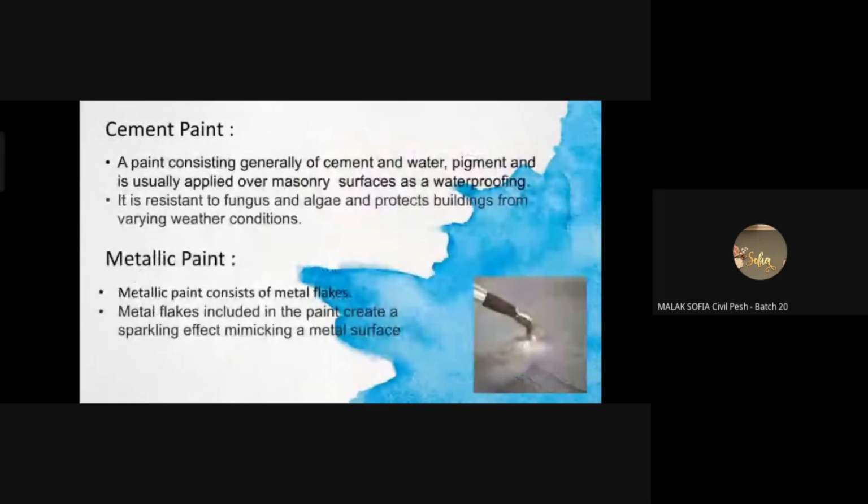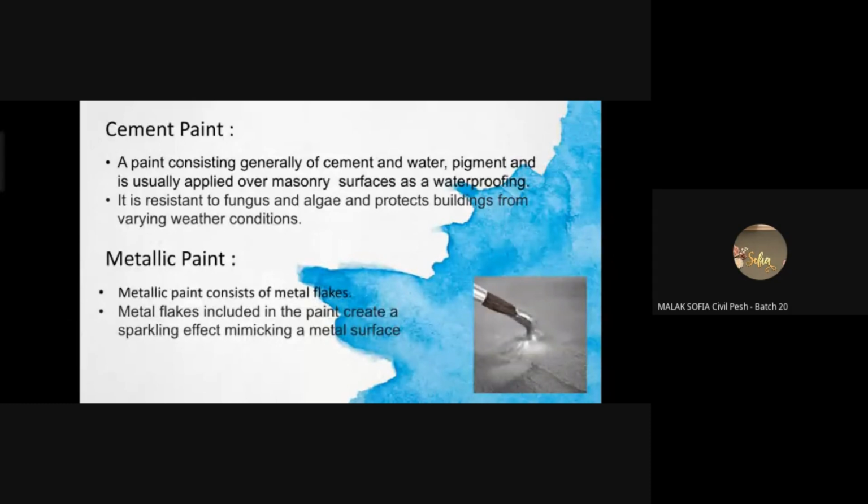Then comes the cement paint, which is a water-based paint, and it contains cement as the main ingredient, having water, pigments, etc. Mostly the cement paint is applied on the surface to protect it from water, but it is also applied to hide various irregularities in the surface. Therefore, it gives the surface a very smooth and pleasing appearance. It is also resistant to fungus and algae, and it protects the building from different weather conditions. Cement paint is very economical as cement is very cheap.